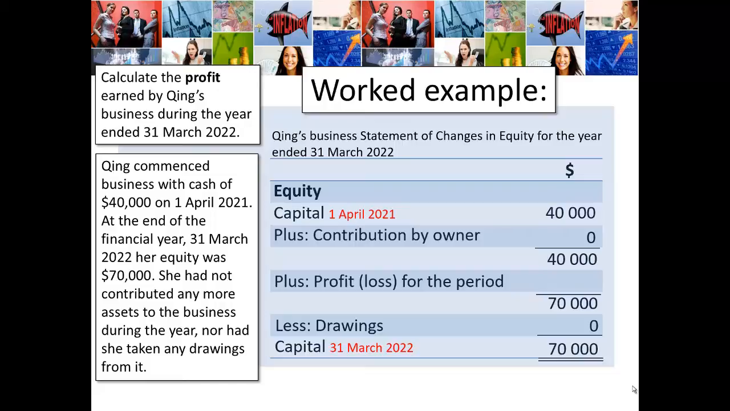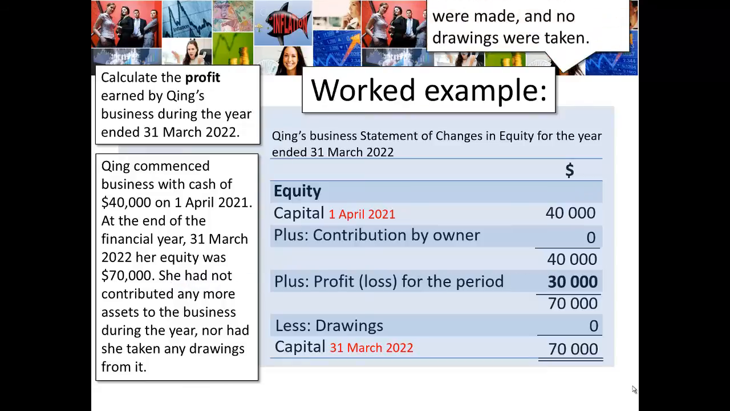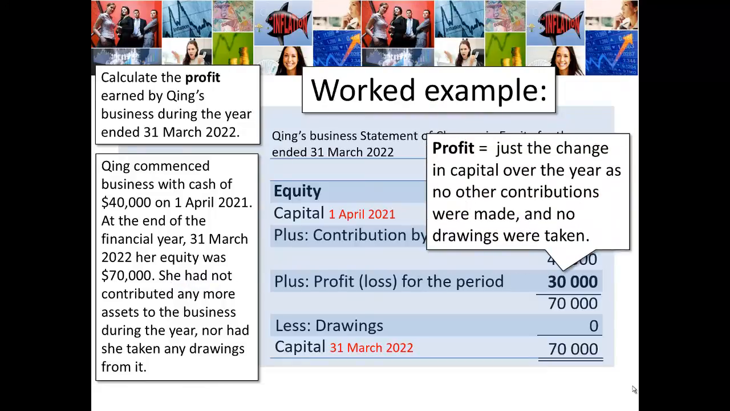Here is what the equity looks like. $40,000, contribution 0, drawing 0, at the end of the period $70,000. What is the missing figure? Must be profit of $30,000. So profit is just a change in capital over the year. No other contributions were made. No drawings were taken. Easy to work out.